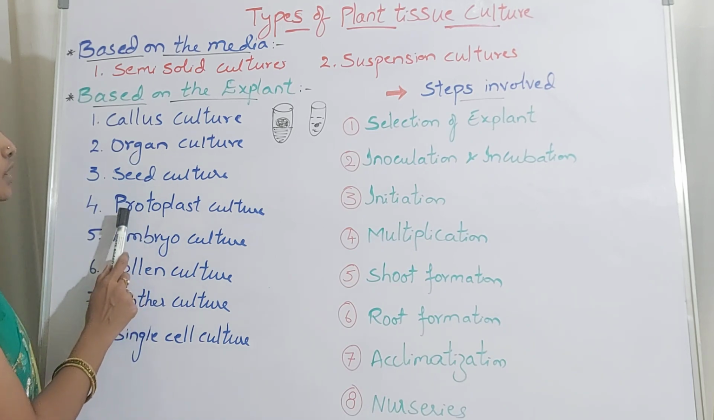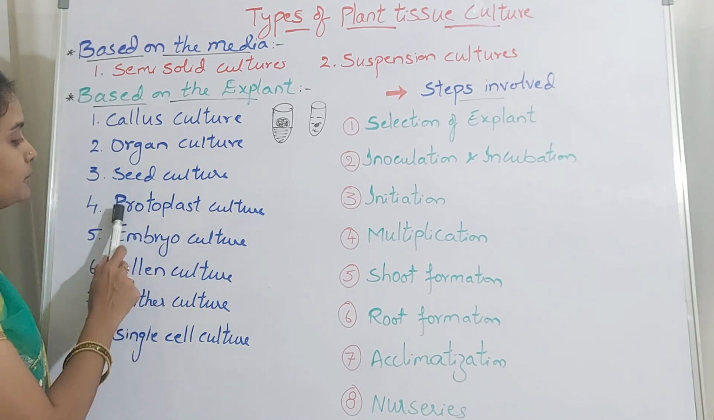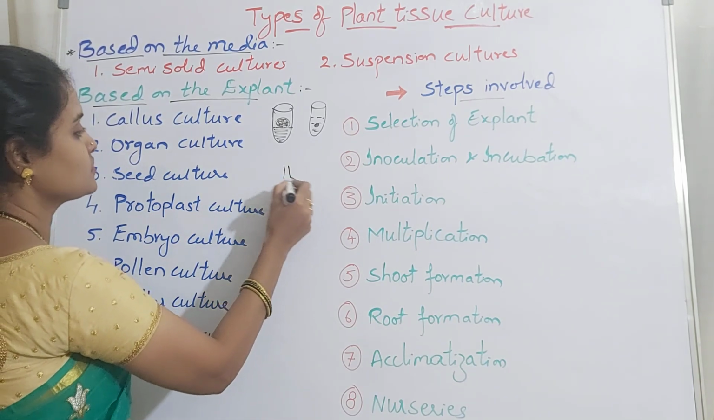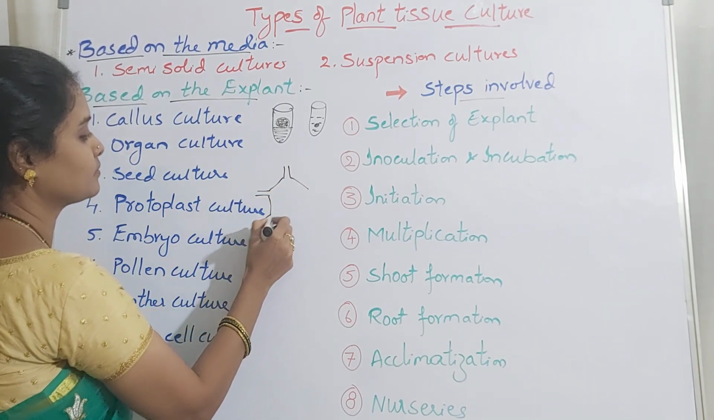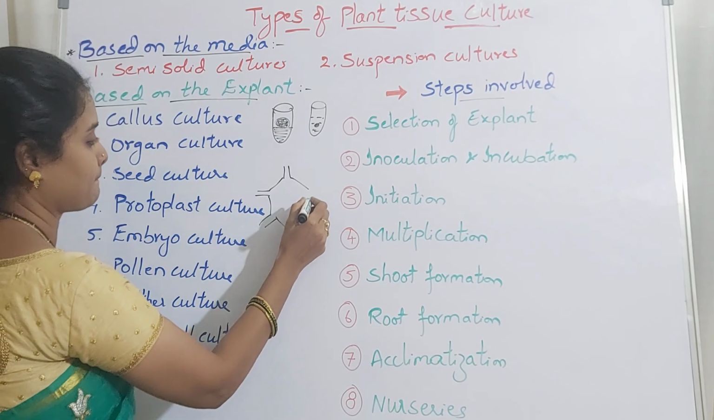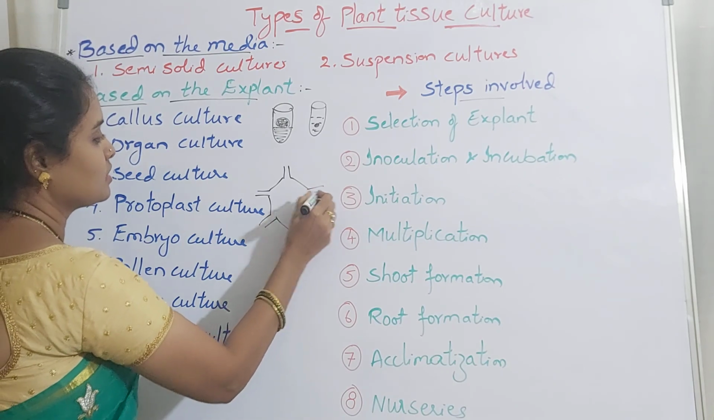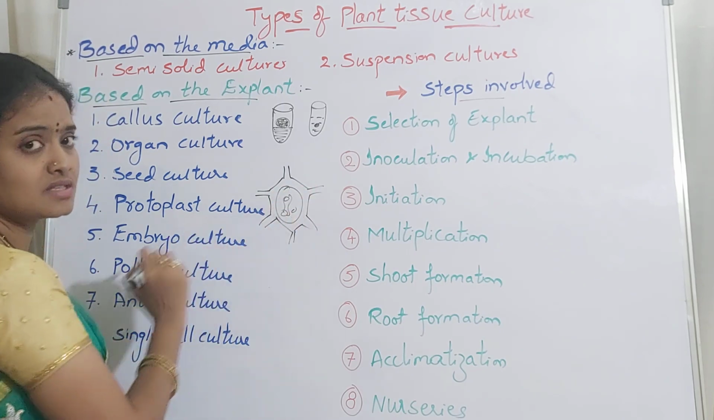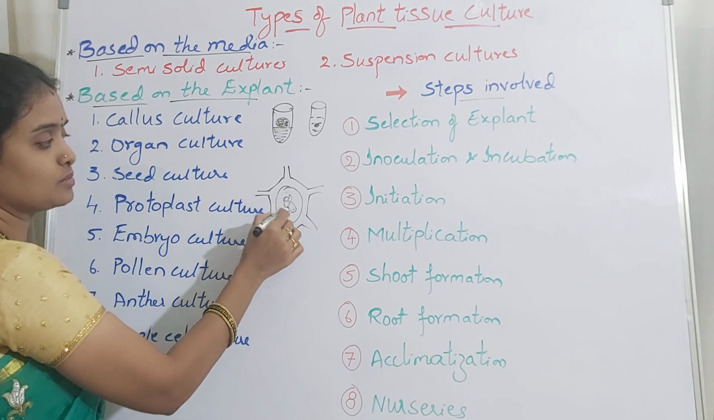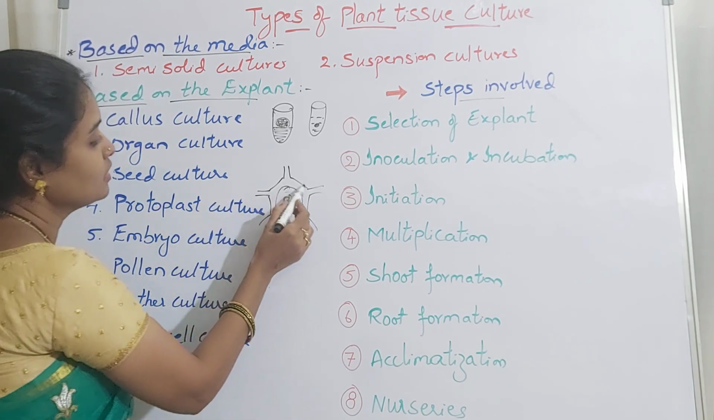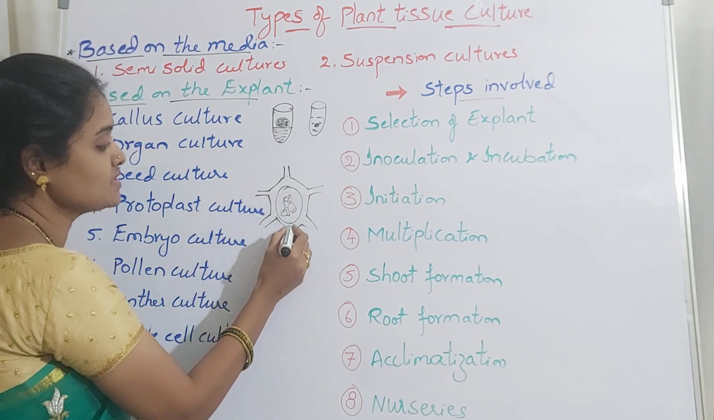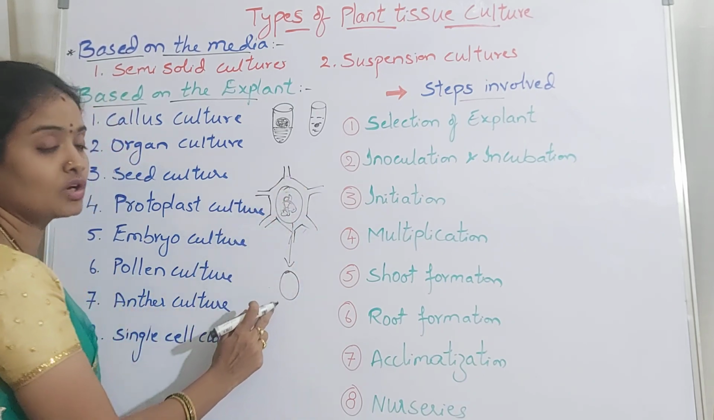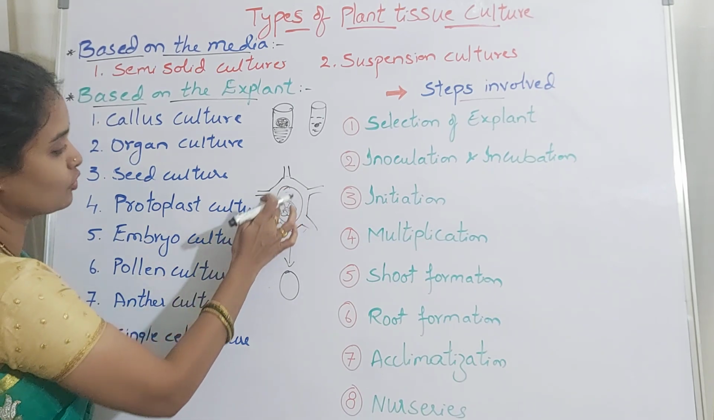Next, coming to protoplast culture. What do you mean by protoplast? Suppose this is a plant cell, and this is the cell wall. Here you have all the internal organs of the plant cell, the cytoplasm, nucleus, everything. The plant cell devoid of the cell wall is called the protoplast. Only the inner part.